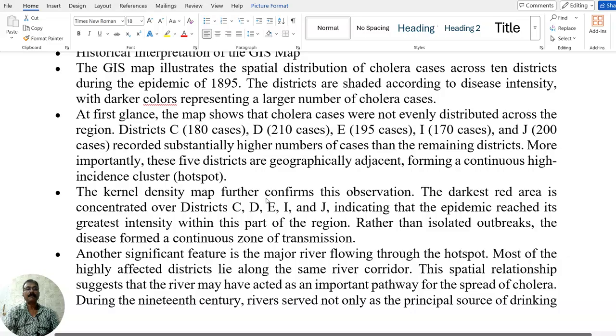The kernel density map further confirms this observation. The darkest red area is concentrated over districts C, D, E, I, and J, indicating that the epidemic reached its greatest intensity within this part of the region. Rather than an isolated outbreak, the disease formed a continuous zone of transmission.